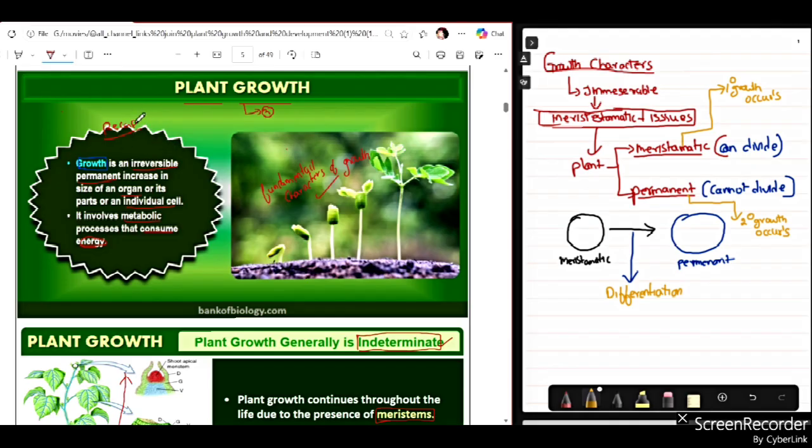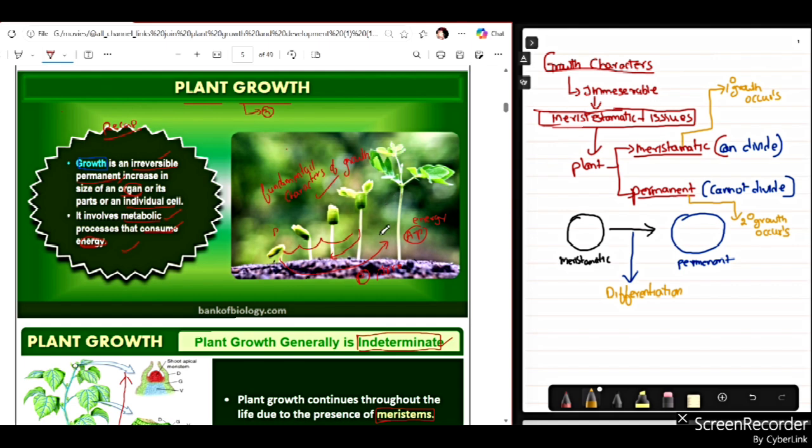As I said at that time, growth is irreversible. That means if it has grown to this and grown to this, we cannot reverse it. So growth is irreversible and permanent, and it is an increase in the size of an organism or its parts or cells. It is also a metabolic process, and it consumes energy for the growth. If the plant has to grow from here, it has to use ATP. So it is energy consumption. And if a plant grows from here to here, then it is permanent and irreversible also. These are the simple characters of growth that we discussed in the previous video.